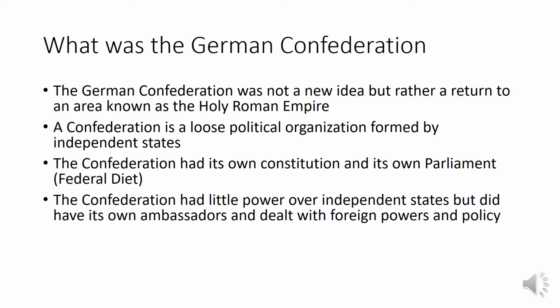Well, when we talk about it having limited power over independent states, this means it had little control over the laws of that state. They could not disagree with a law introduced in one state or another, so they had no power to overturn any laws Prussia made, for example. If Prussia wanted to get rid of freedom of press, they were entitled to do so, and the German Confederation could not change that. Where the German Confederation came useful was on an international scale.